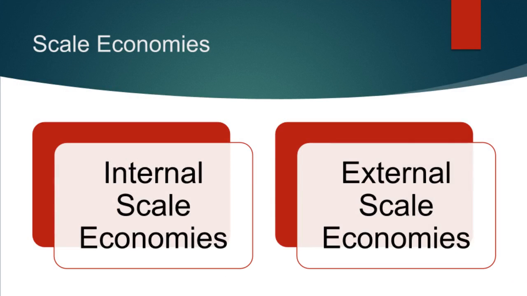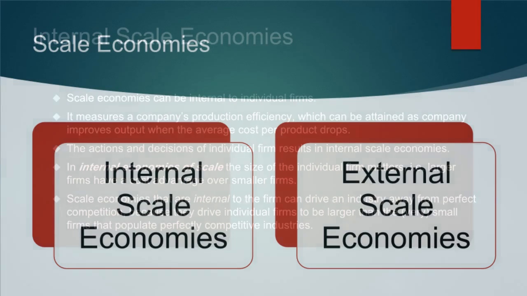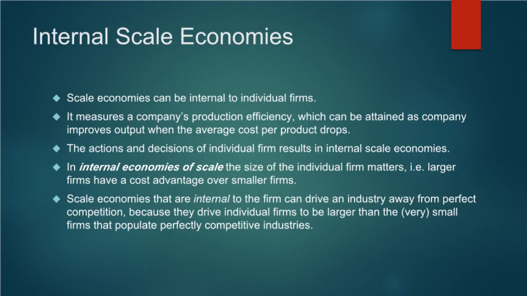Scale economies can be internal or external. An internal economy of scale measures a company's efficiency of production. That efficiency is attained as the company improves output when the average cost per product drops. This type of economy of scale is a consequence of a company's size and is controlled by its management teams, such as workforce, production measures, and machinery. The factors, therefore, are independent of the entire industry.